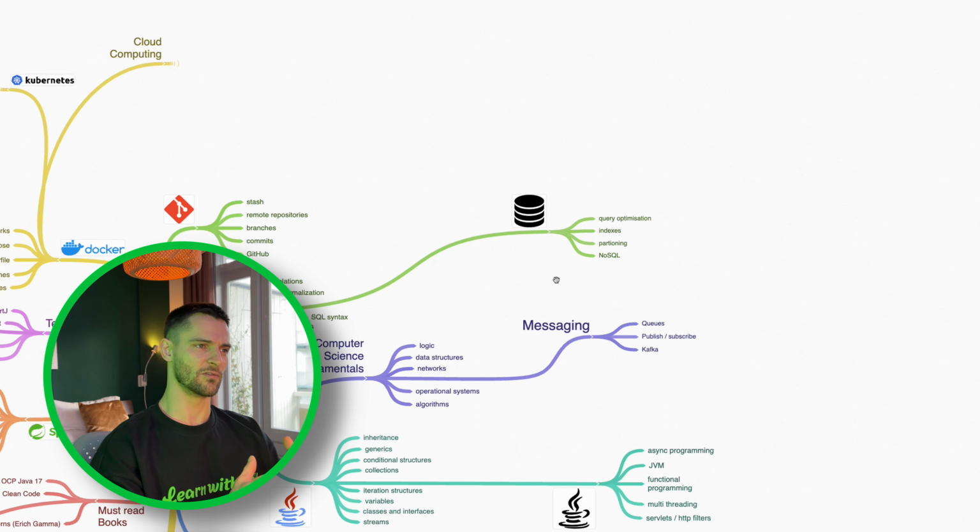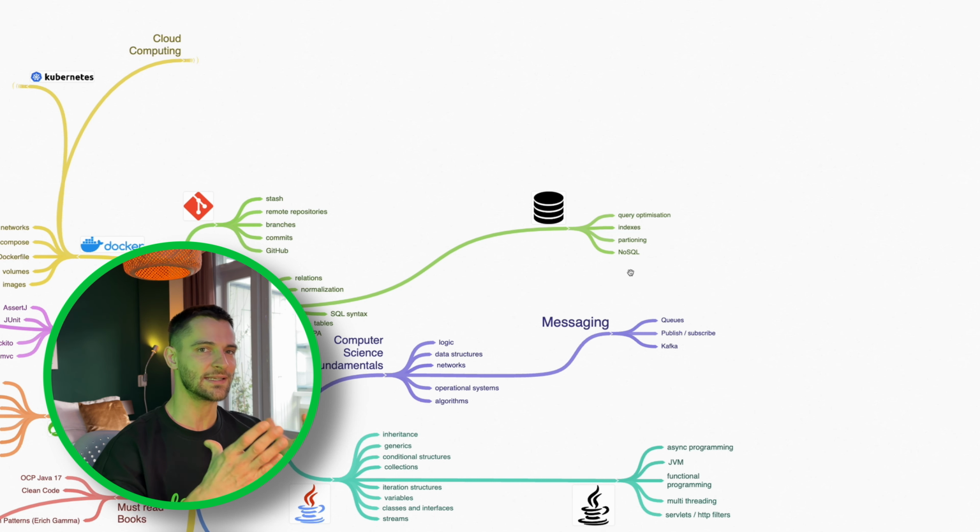Indexes are basically ways of creating extremely efficient ways of finding data on a certain column of your database. So understanding how to create and use indexes is important as a senior Java developer. Of course, the next topic here is partitioning. So when I talk about partitioning, I am talking about dividing your database to be able to query it faster.